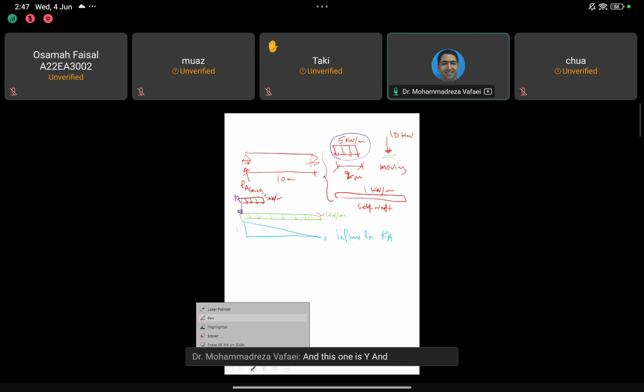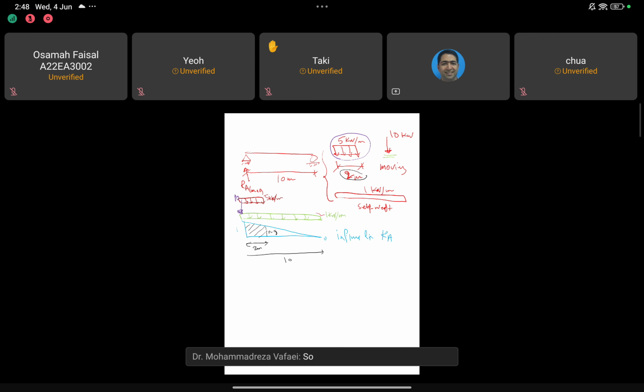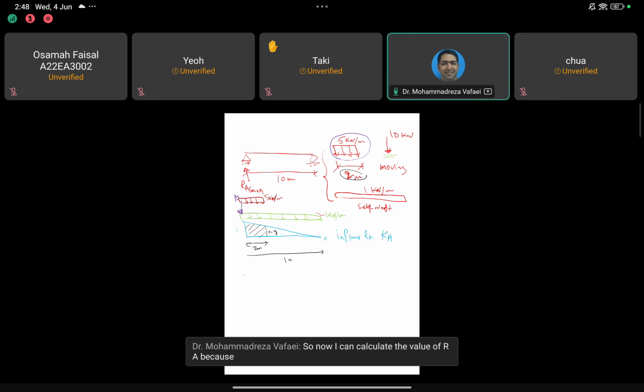And we know that the length of this is 2 meter. So here I should know how much is the height, because at the end, this area is the area which is covered by the load. And from here to here is this 2 meter, which is given to me. So if the total length is 10 meter, if you go 2 meter that side, the height of the influence line becomes 0.8. So now I can calculate the value of RA, because I have realized where I should put the load to get the maximum values.